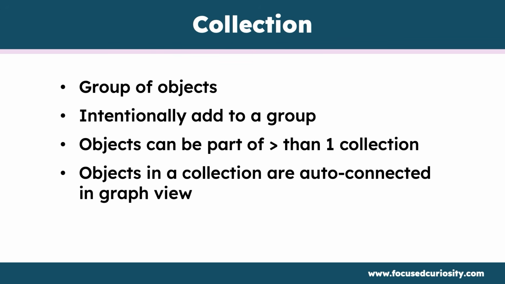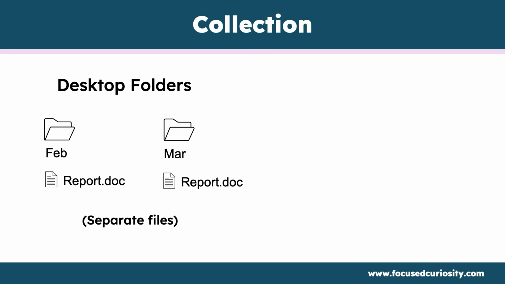They group objects that you purposely add into them. But unlike desktop folders, collections aren't containers in the traditional sense. On your desktop, a file cannot be in two different folders. So it can't be in both March and February. You essentially have to make a copy of it. So one copy is in February and then another one is in March. So if you edit one copy in February, it's not going to update the one that's inside the March folder.